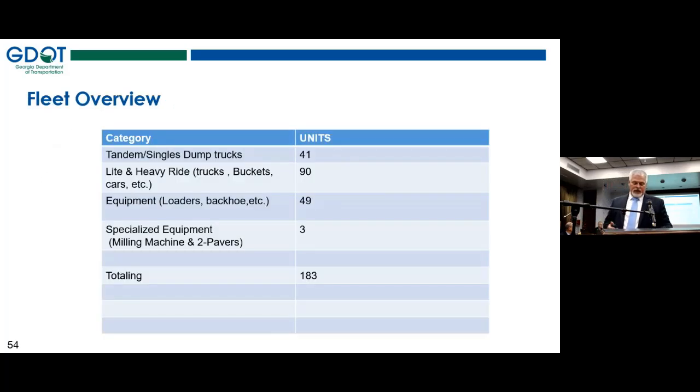So see here, in 24 investment, this is what we're buying. We're buying tandems and single dump trucks. There's 41 of those. Lightweight ride, heavy rides. That's a small baby type dump to a 401. Some of our bucket trucks, we're buying 90 of those. 49 loaders, backhoes, maybe a skid steer, that type of stuff. 3 specialized, we're buying some milling machines and 2 pavers. Total of 183 pieces. You can see where I'm at, see the increase in cost.